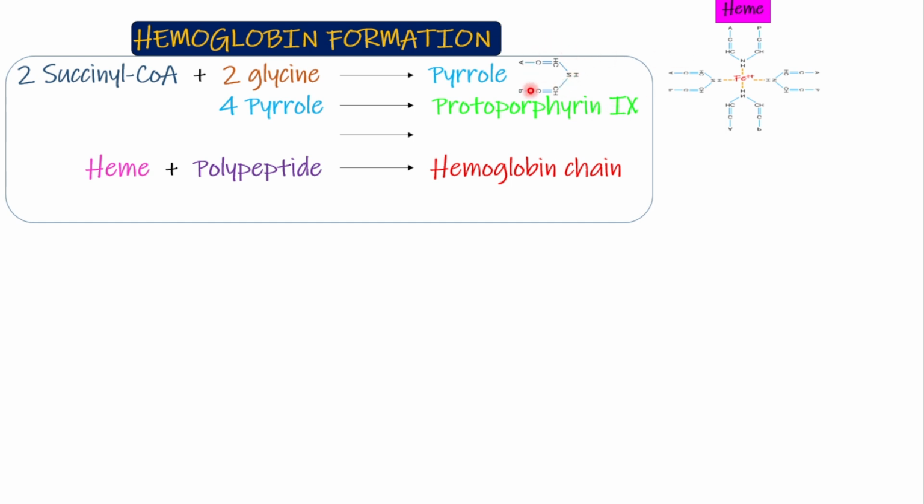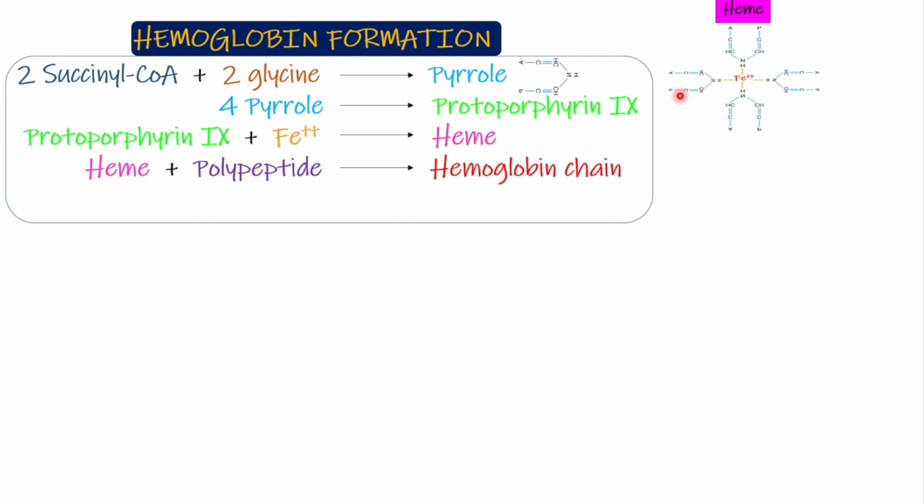So this is 1 pyrrole. So this is 1, 2, 3, 4. These 4 pyrroles collectively form a protoporphyrin 9 ring. When an iron is added to this protoporphyrin 9 ring, this results in the formation of heme. So this complete structure is heme: 4 pyrroles making a protoporphyrin 9 ring along with 1 iron is basically heme.